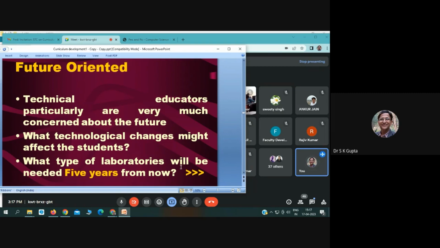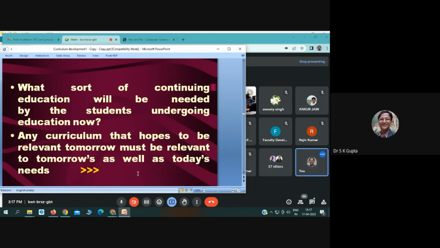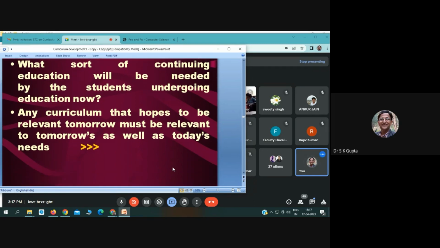So what type of laboratory will be needed 5 years from now? That is the requirement, that the curriculum which is valid today must be valid for the coming 4 to 5 years. So my dear friends, these are some of the characteristics of a good curriculum.